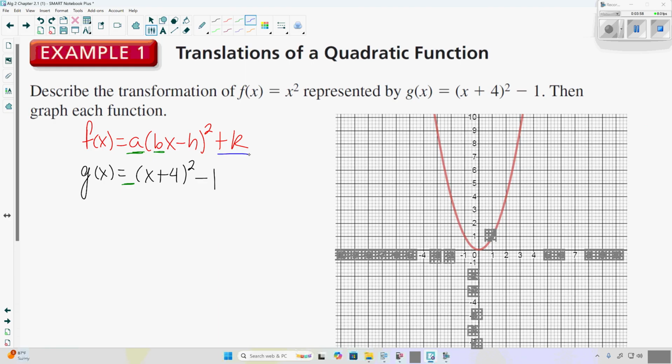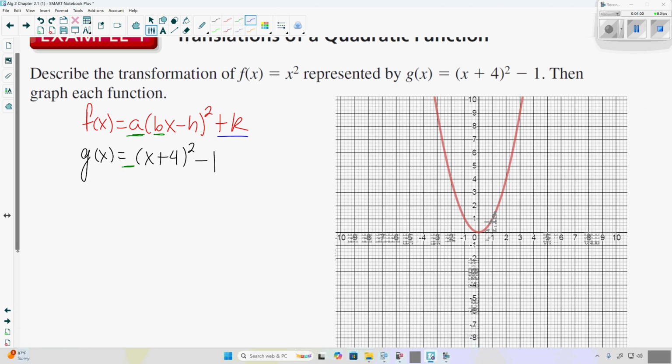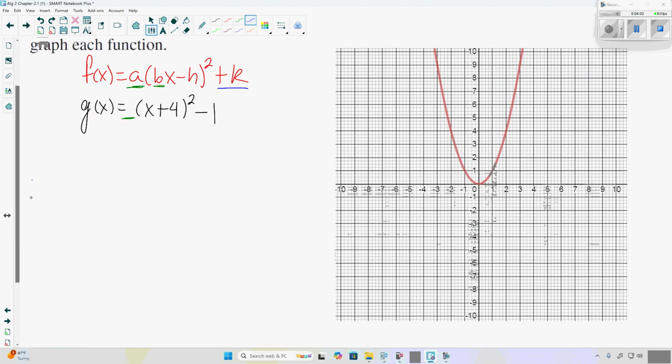Do we have a value for k? Yes, because there is a number in place of k. It is 1. Would that 1 be positive or negative? It is negative because we have minus 1. So it is indeed negative 1. Up and down is exactly what it looks like. Minus 1.